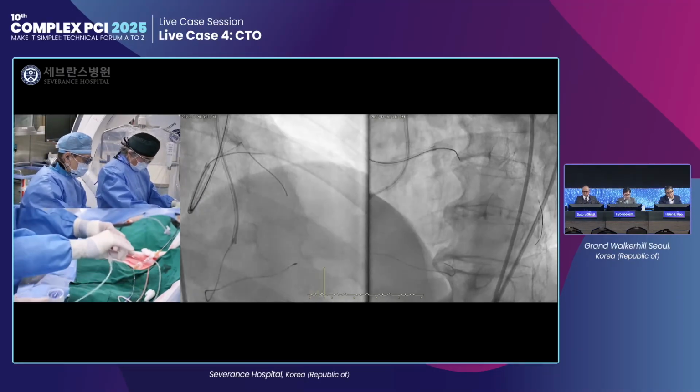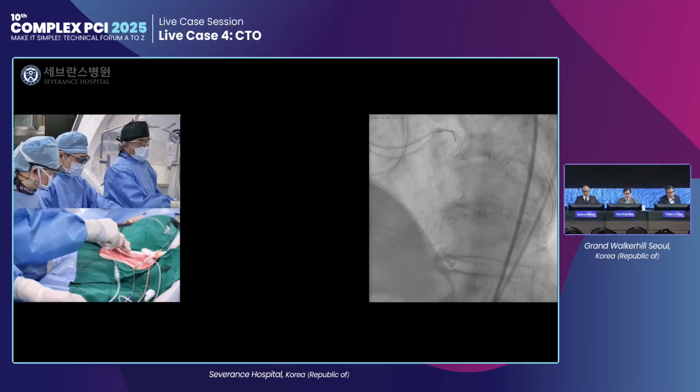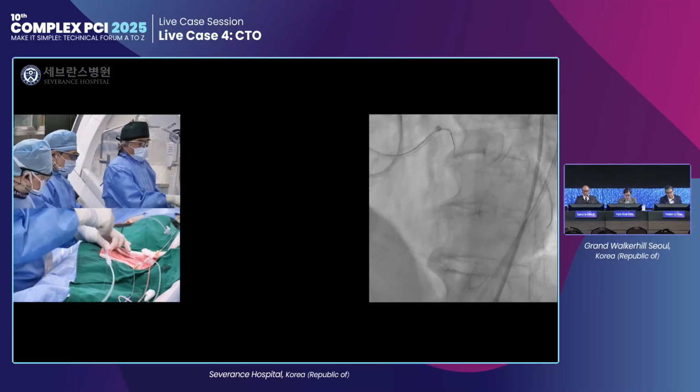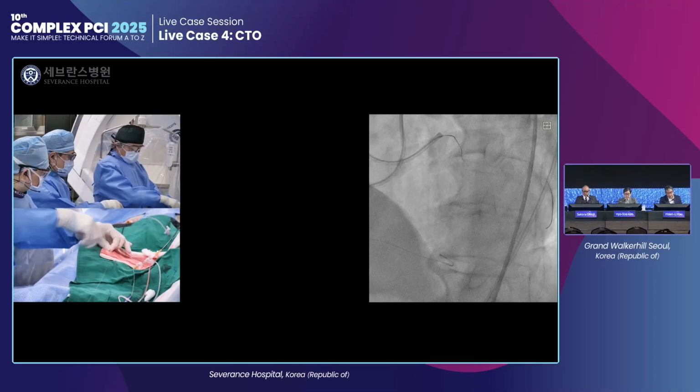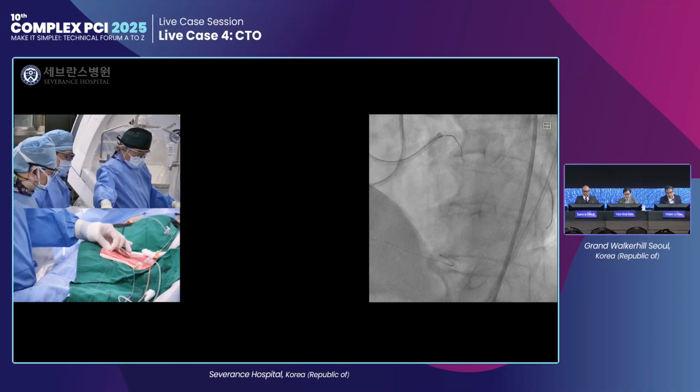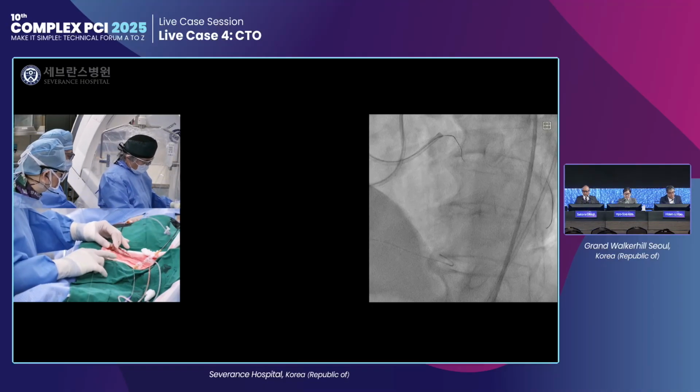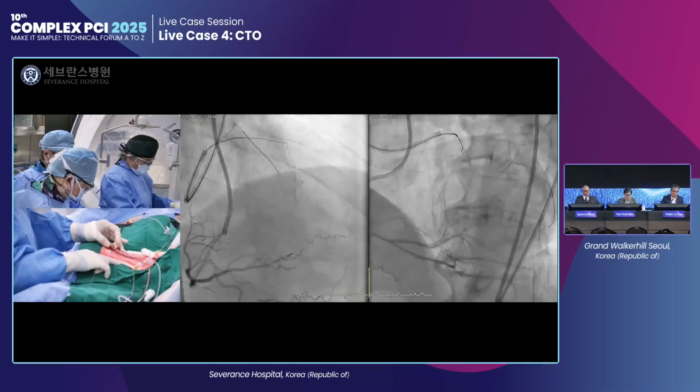Okay, Byeong-Keuk Kim, we are going to listen to the featured lecture first and then come back to you again, okay? Okay, we are going to hear Featured Lecture 1, CTO Revascularization, Guidelines and Concept Change, by Dr. Jung-Min Ahn of Asan Medical Center.